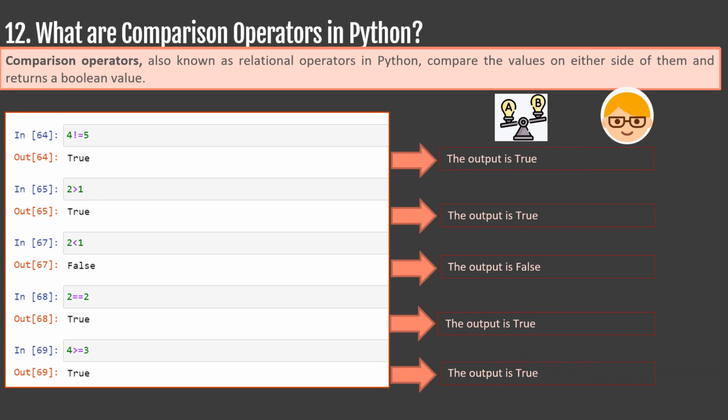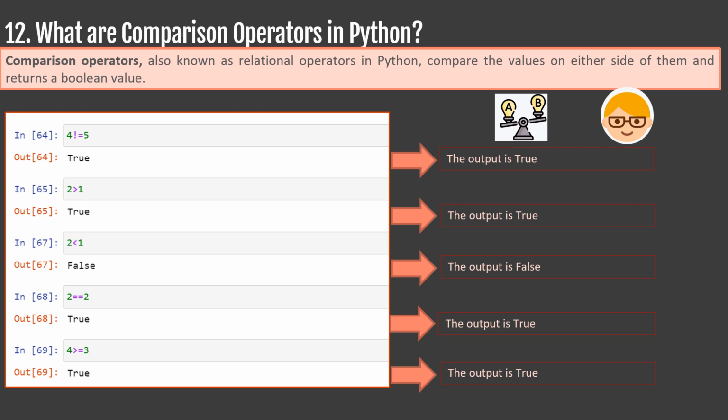Question number 12. What are comparison operators in Python? Comparison operators, also known as relational operators in Python, compare the values on either side of them and return a Boolean value. In the Python code examples shown above, exclamation mark equal to is the not equal to sign, and 4 is not equal to 5. Hence the output is true. Greater than sign and 2 is greater than 1. Hence the output is true.